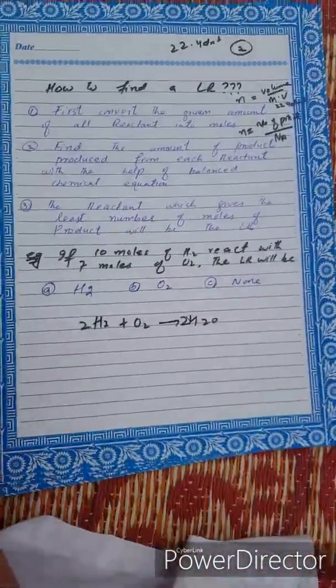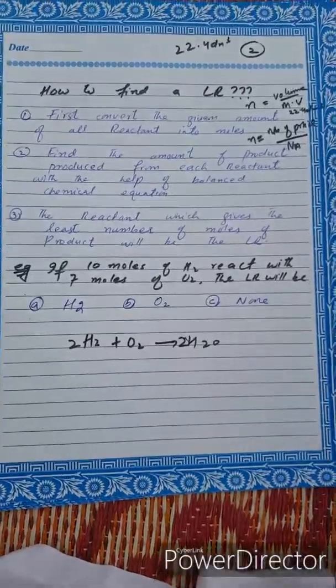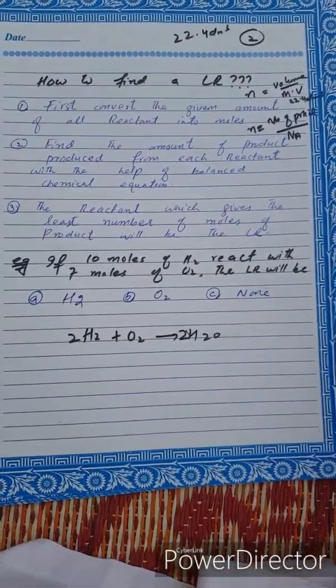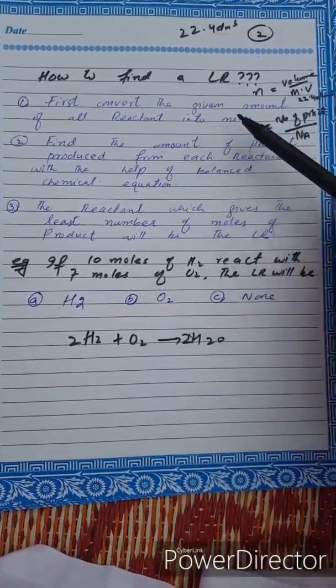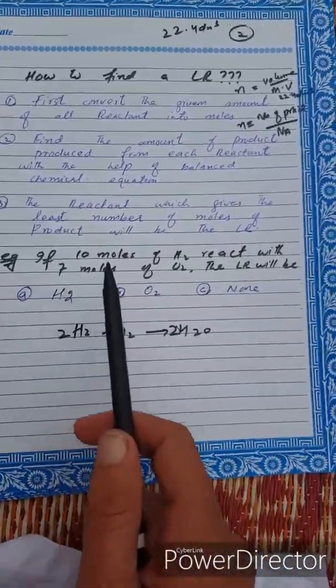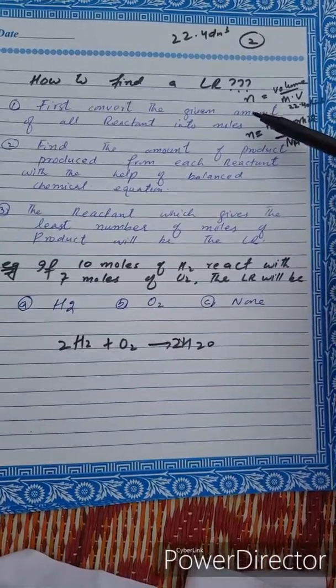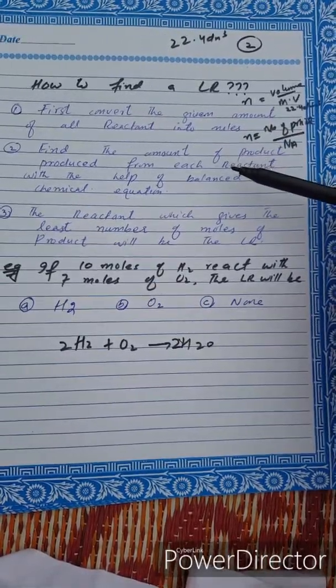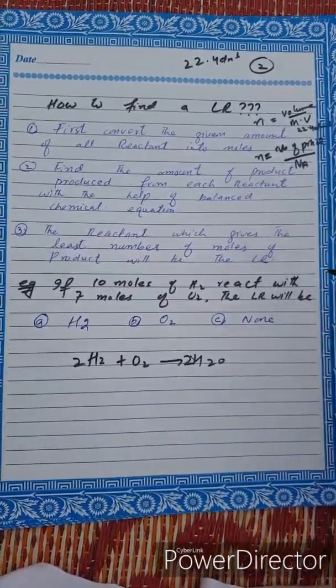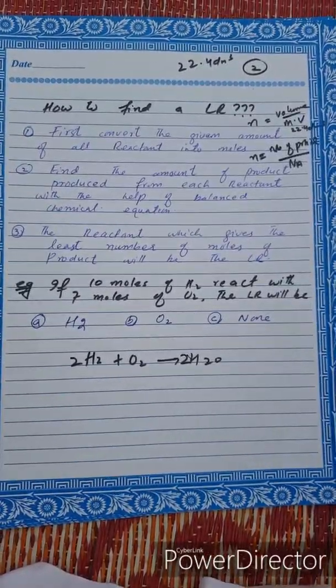Now it is asked which one is the limiting reagent. So the first step is already done, because they have given us the quantity in terms of moles. Now the second step that we have to do is to find the number of moles of the product formed from each reactant.